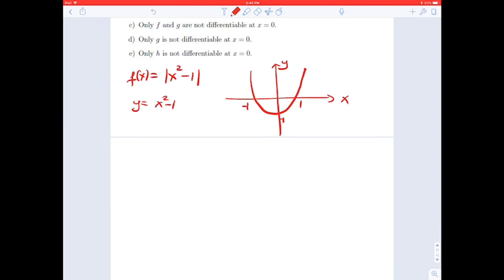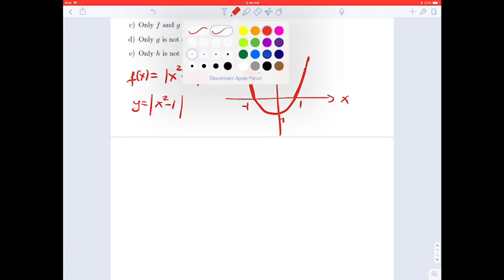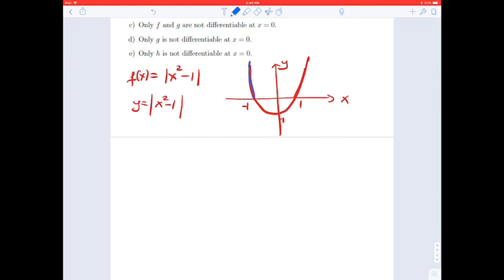But since I'm taking the absolute value, we know that if a value is positive, it stays the same. I can use a different color. Everything that was above the x-axis stays positive. Everything that was below, the absolute value of negative numbers, becomes positive. That means this is the graph. The blue graph is the graph of my function f of x.